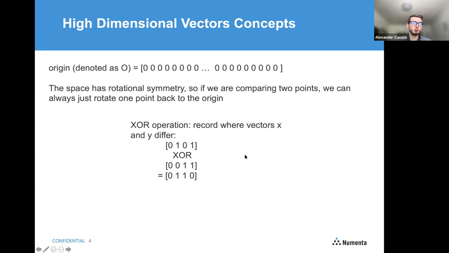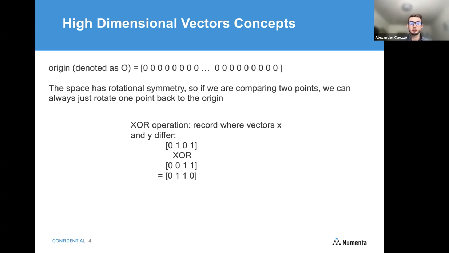And we can define an important point as the origin, and I denote that as O throughout the rest of the presentation, and that's just the zero vector. It's just, in this case, 1,000 zeros. And one thing that's really nice is that the space has rotational symmetry. So if we're comparing two different points, we can just rotate one point back to the origin. One way that you can do that is with the XOR operation.